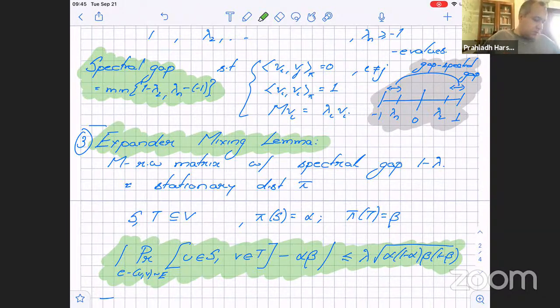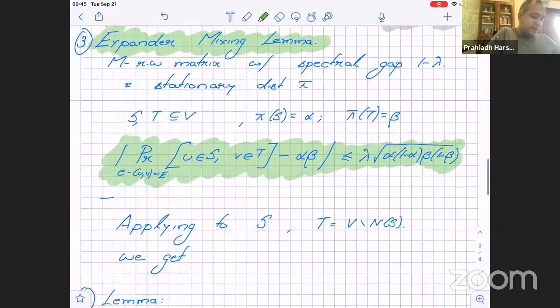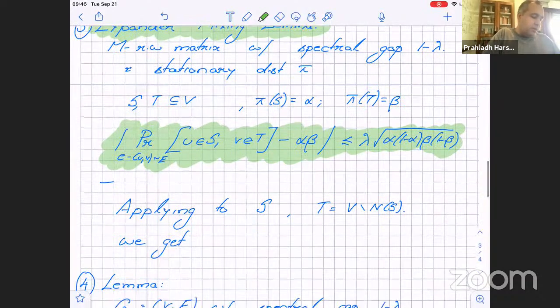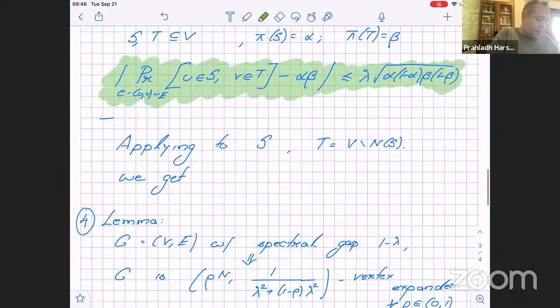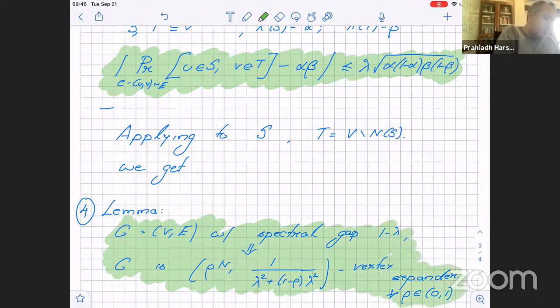Okay, this was what we did. And then when we applied the expander mixing lemma to a set S and T being the neighborhood and the complement of the neighborhood, we got this theorem which shows that anything which has spectral gap is actually a vertex expander. This was where we concluded last lecture. This was the statement which we had.